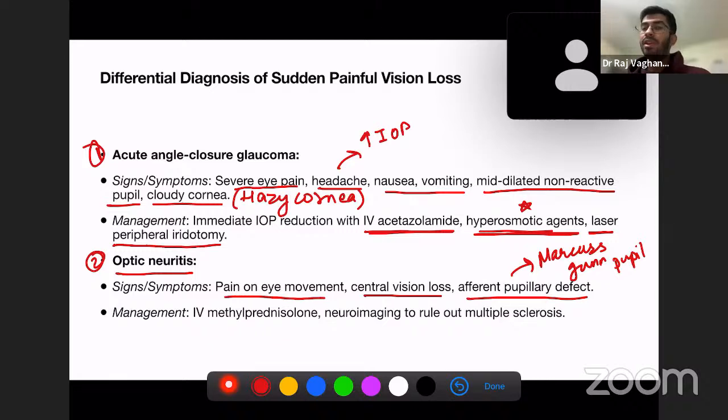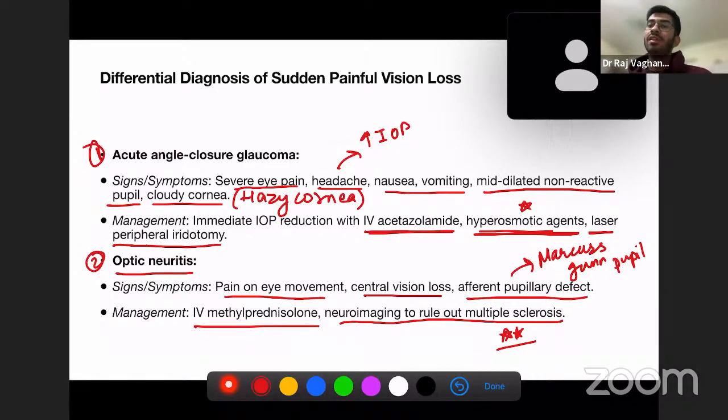How do you manage this condition? Since it is an inflammation, you will give corticosteroids like IV methylprednisolone, or neuroimaging to rule out multiple sclerosis, because multiple sclerosis is often associated with optic neuritis. It is one of the most important risk factors or causes for optic neuritis. If multiple sclerosis is present in a patient with optic neuritis, then you know the cause of this optic neuritis is multiple sclerosis. You have to treat the multiple sclerosis, and the optic neuritis itself will resolve on its own. Other than that, you can give IV methylprednisolone. So this is about optic neuritis.